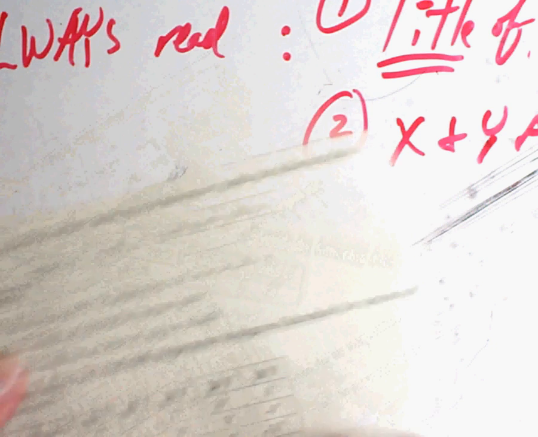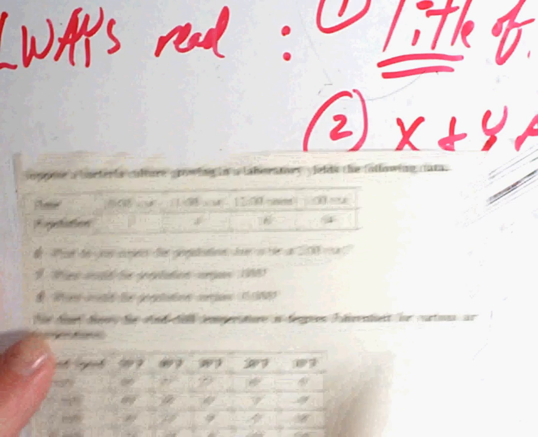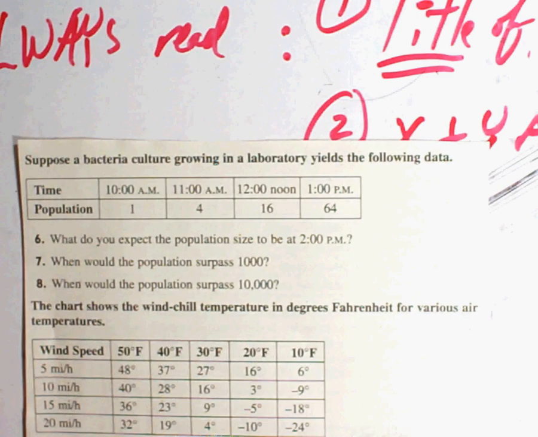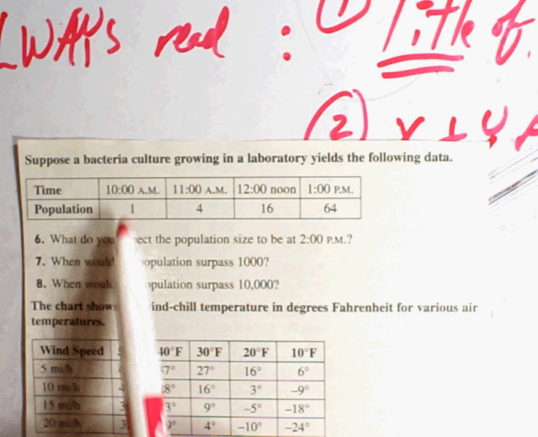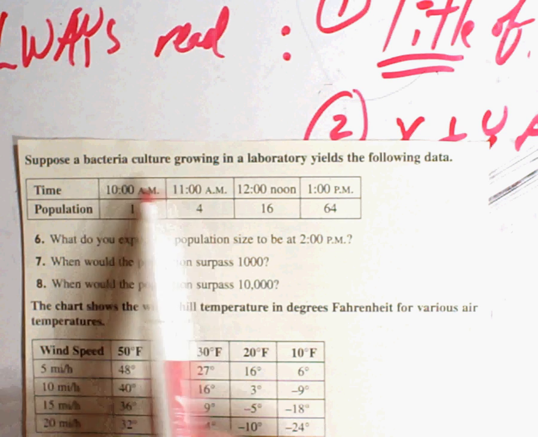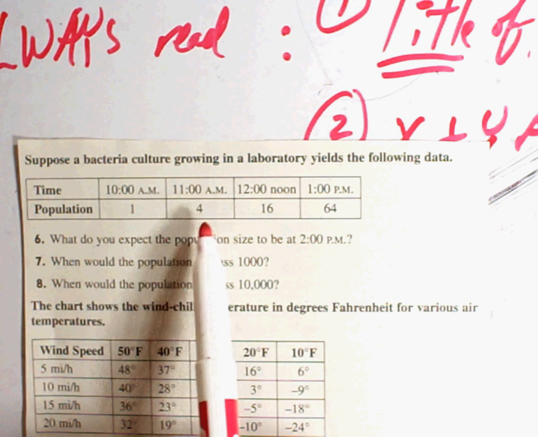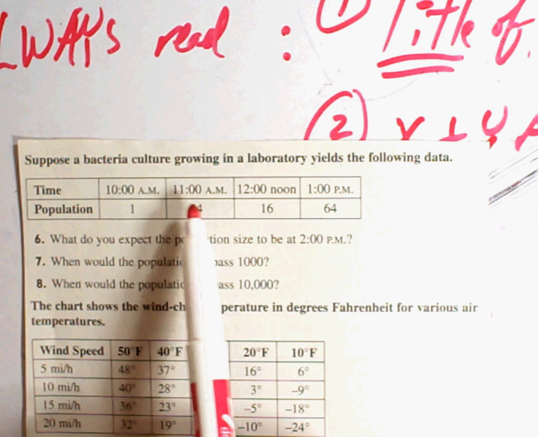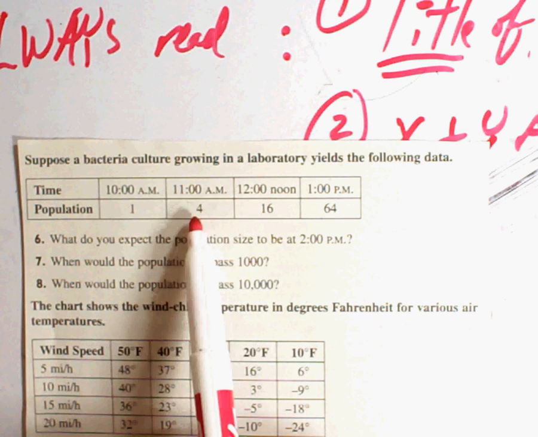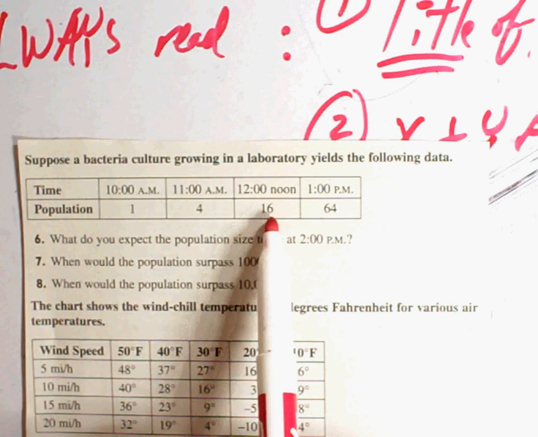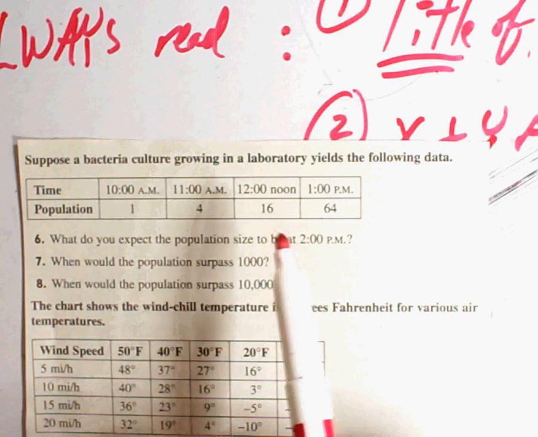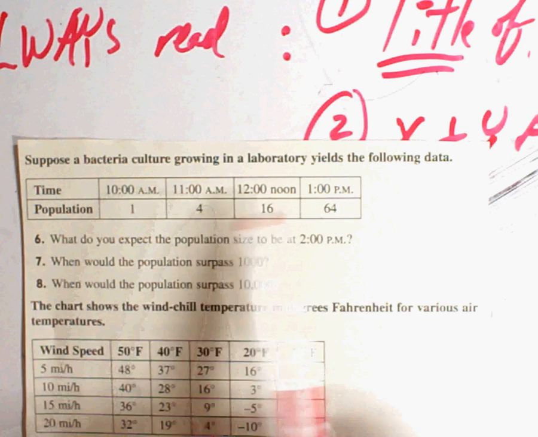Here's another one real quick. Suppose a bacterial culture growing in the laboratory yields the following data. It has a population of 1 at 10 a.m. and an hour later it's a population of 4. So that multiplies, looks like multiplied times 4. 11 a.m. to noon, that's another hour. 4 times 4 is 16. Okay, that's following the pattern. Noon to 1 is 16 times 4, 64. Yes, it is. Every hour, it's multiplying by 4.